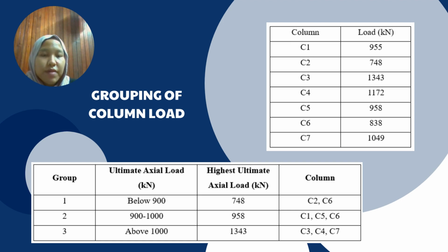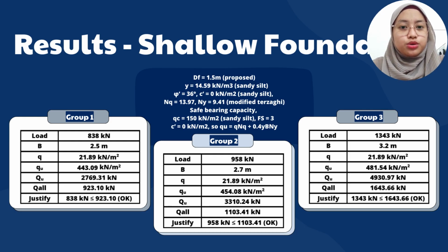For grouping of column load, here is the maximum load that each group can support. The load is divided into 3 groups. Group 1 is for ultimate axial load below 900 kN. Group 2 is in the range of 900 to 1000, and Group 3 is for ultimate axial load above 1000 kN.